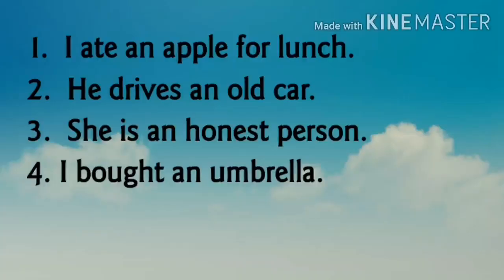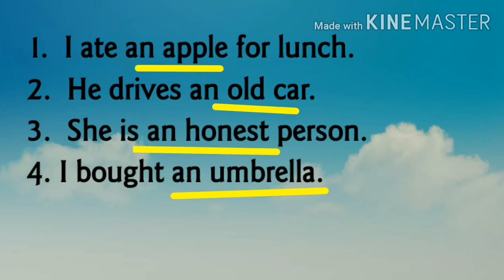Now let's see the article an. I ate an apple for lunch. He drives an old car. She is an honest person. I bought an umbrella. Dear children, we can see the article an is placed before a noun which begins with a vowel sound, isn't it? All these nouns are singular but begin with a vowel sound.